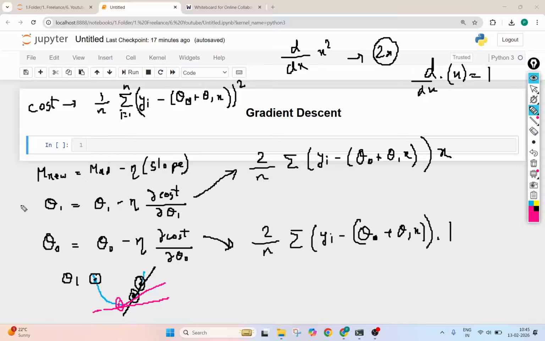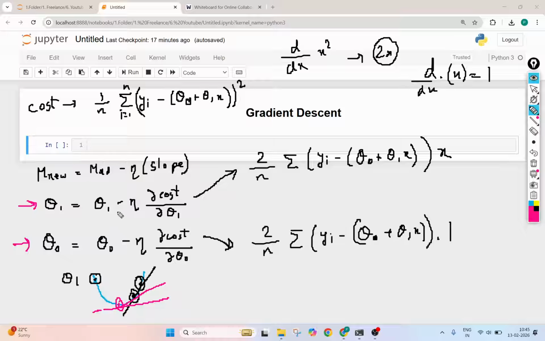We keep on iterating this process for theta 1 as well as theta naught, each at a time, not simultaneously, till we find the final value, which is the most optimal value, where the cost function is minimal. All right.